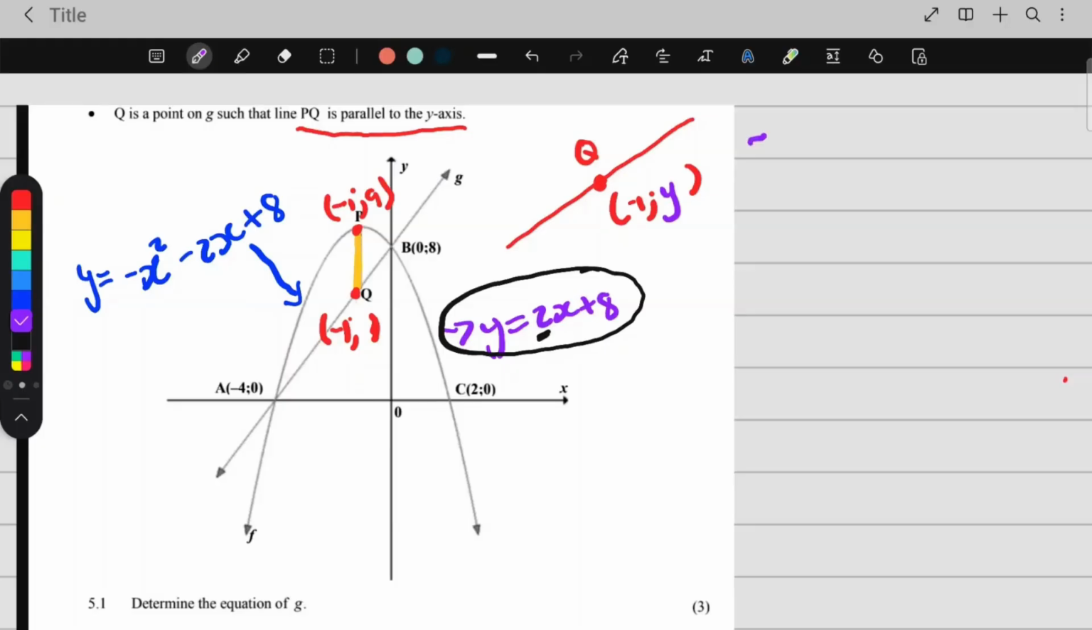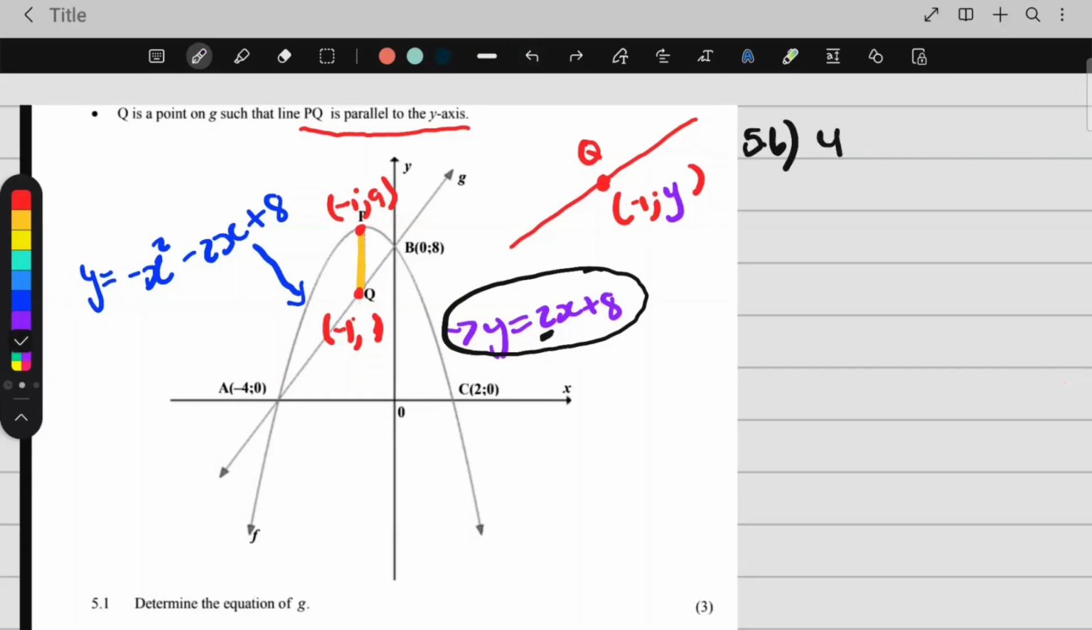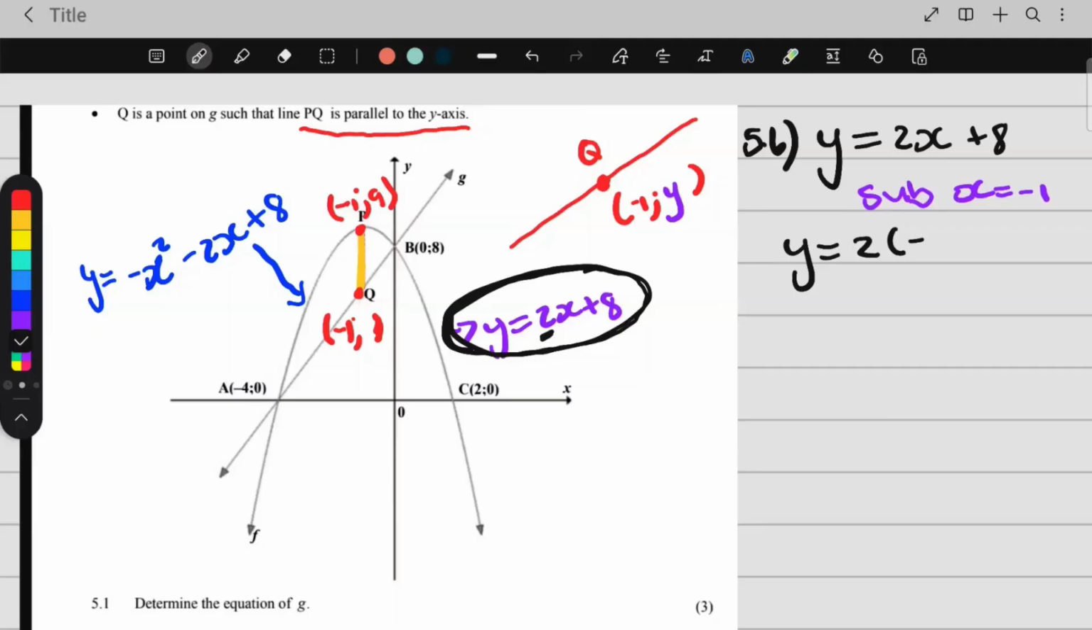So because Q is on the straight line, I'm going to write the equation of the straight line down, this one over here. G of x, y is equal to 2x plus 8. Then I'm going to substitute the x value at that point. So I'm going to sub x is equal to negative 1. So y is equal to 2 times negative 1 plus 8. I get my y to be 6. So the coordinates of Q is negative 1 and 6.